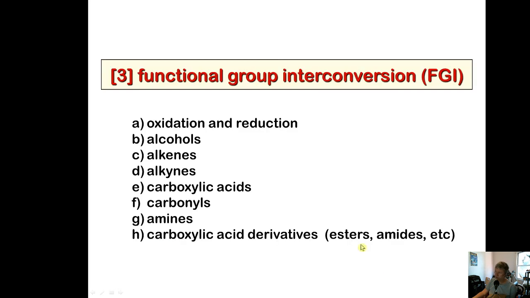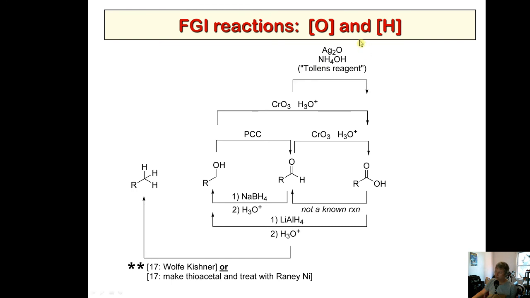Okay, functional group interconversion. There's a lot of these, just kind of miscellaneous reactions that we've seen, and we'll go through them as part of this review process. Okay. Oxidation reduction, and then alcohols and alkenes, alkynes, etc. This just kind of reviews all of the oxidation and reduction chemistry that can happen for a primary alcohol that we've learned.